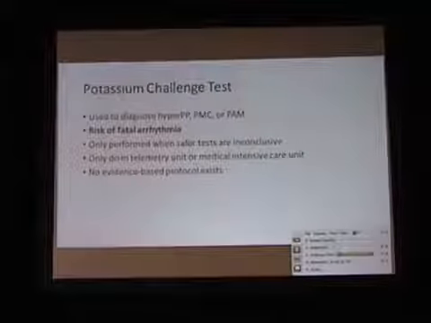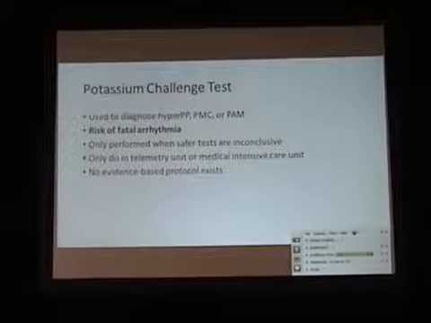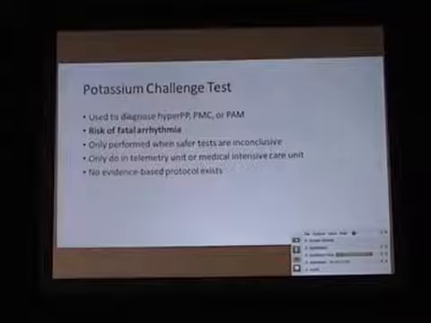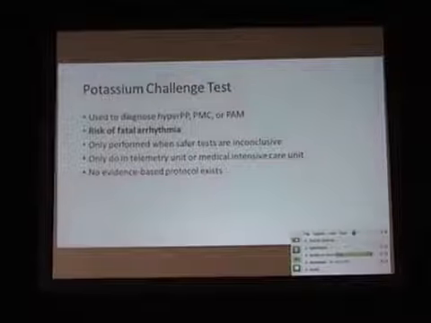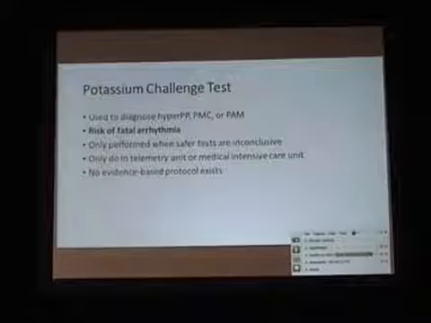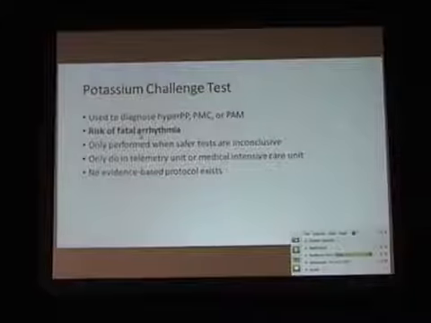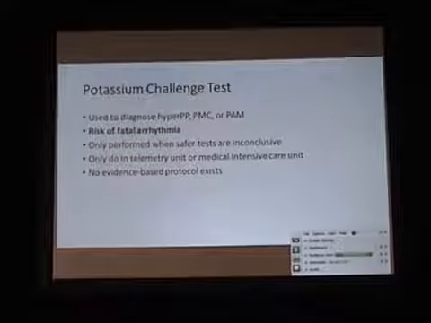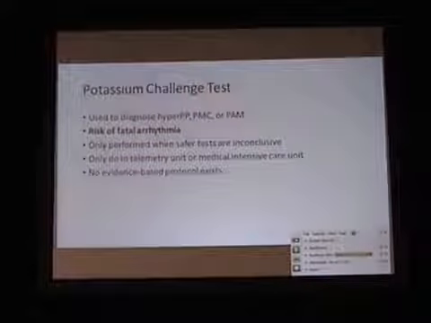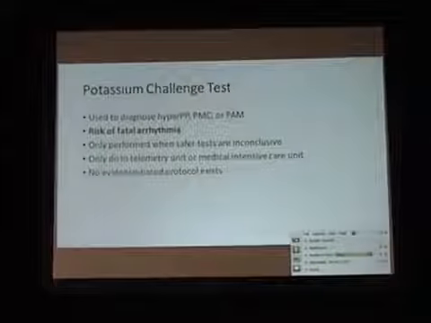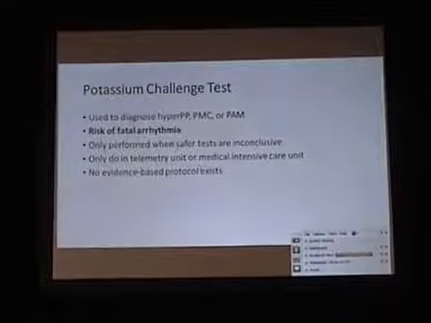Potassium challenge is very dangerous. You're administering potassium that's not natural. You can't get that much potassium in your diet to trigger an attack, and it can cause fatal arrhythmia. So it's an unnatural way to make a test. I guess there are going to be situations where people are desperate and have to do it, but it's strongly discouraged, and certainly only done in a hospital environment.